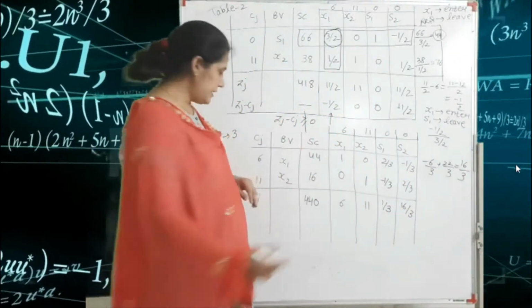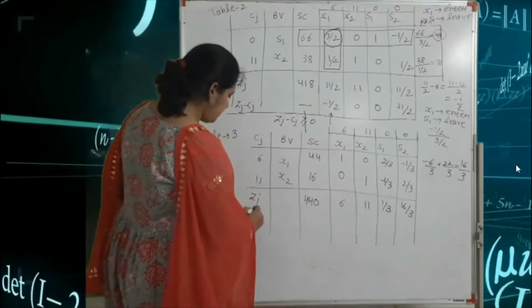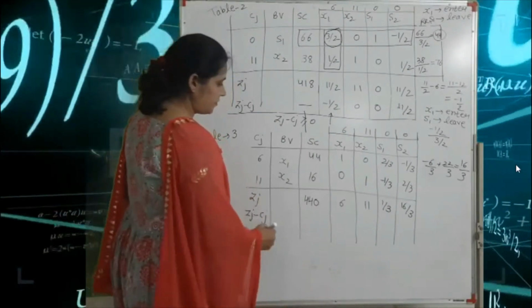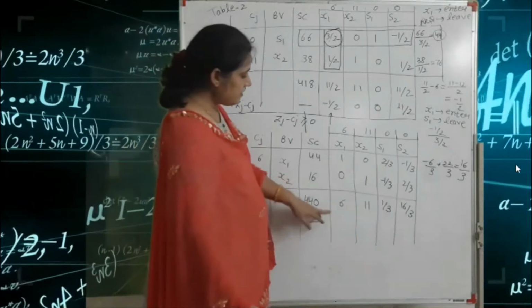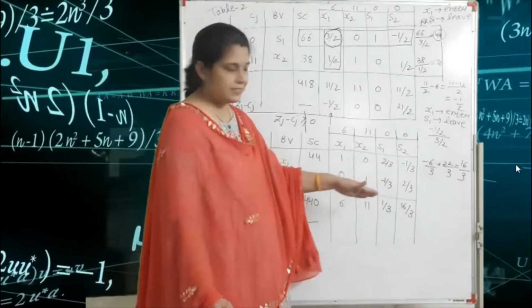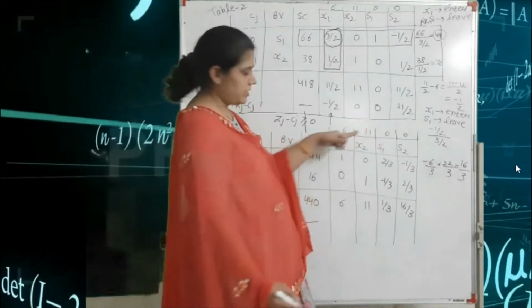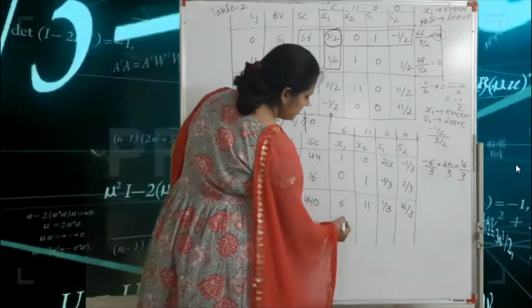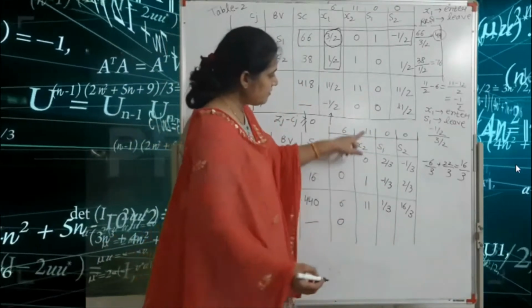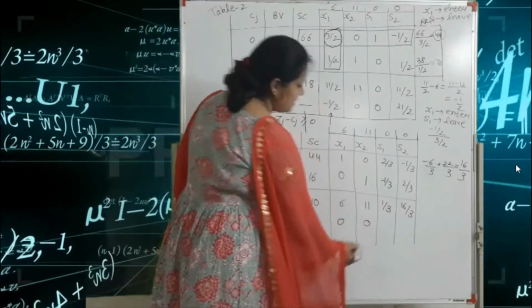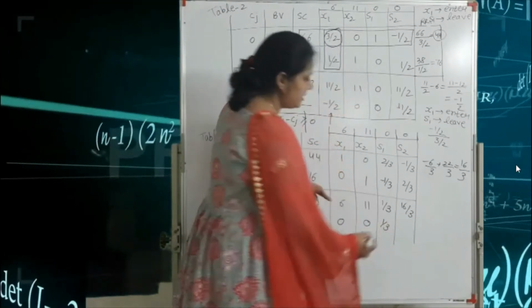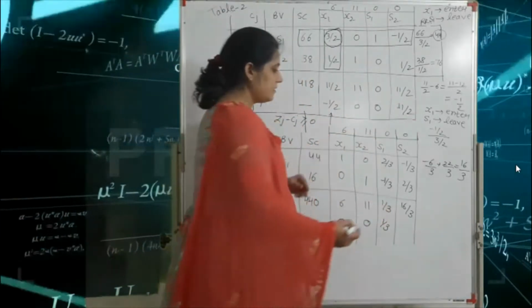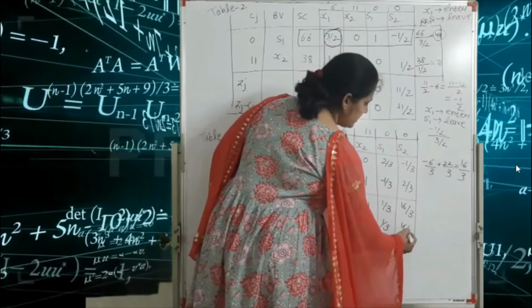Got it? The next term is what? Next we find the zj minus cj. So here we write the dash sign. Here the value is zj and this value is cj. So 6 minus 6 is 0. 11 minus 11 is 0. 1 by 3 minus 0 is 1 by 3. And 16 by 3 minus 0 is 16 by 3.